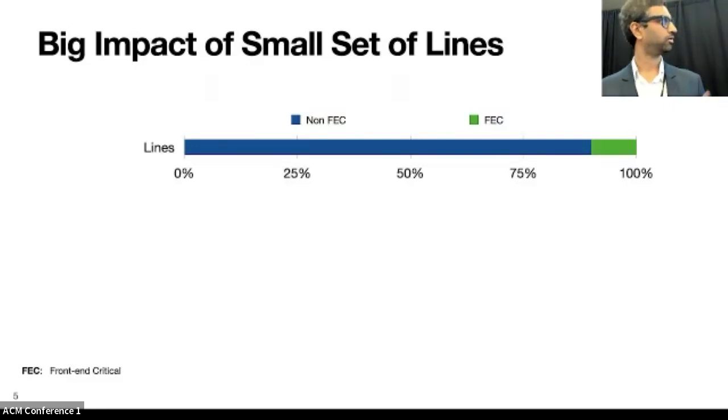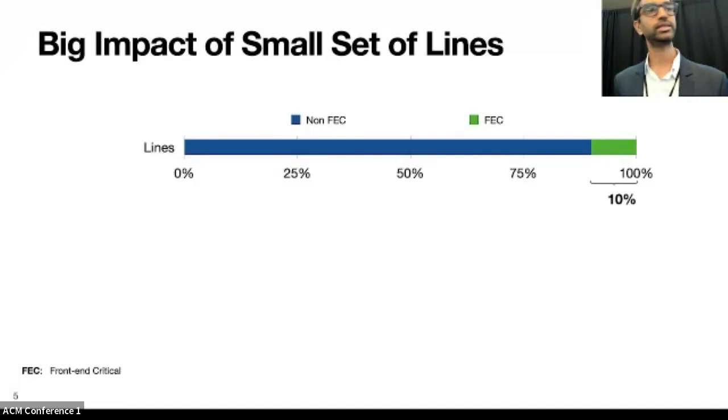Here is a distribution of non-FEC lines and FEC lines. We consider a line to be FEC, which is front-end critical, if it has exposed front-end stalls as well as the back-end doing nothing. If you have a stall but enough instructions in the queue, you can still sustain that latency, so we only consider those lines which cause both the front-end and the back-end to be free. In this case, we show it to be 10%.